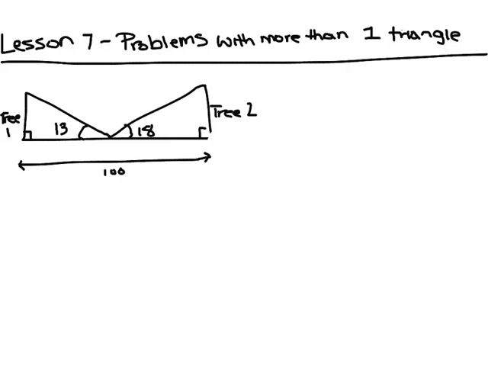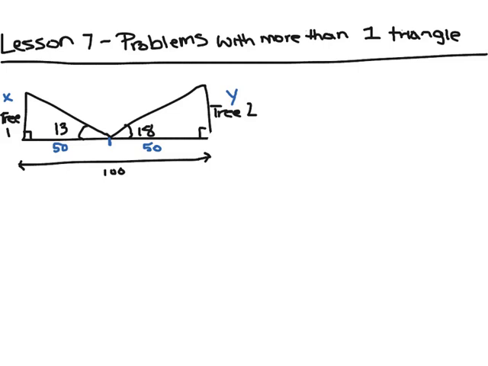Jason is lying on the ground halfway between two trees that are 100 meters apart. The angles of elevation to the tops of the trees are 13 and 18 degrees. How much taller is one tree than the other? So he's lying midway, so halfway. That means from here to here it's 50, and from here to here it's 50. So we want to find X and Y, the two different trees.